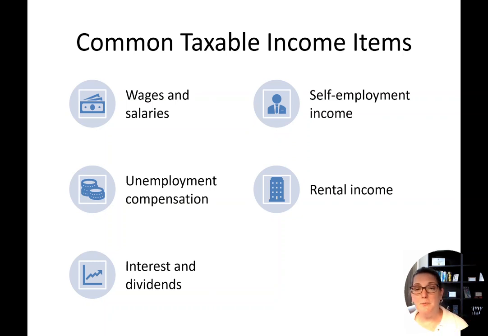Then you have self-employment income. If you run a side hustle or you do some freelancing, you must report that income on Schedule C. Even payments made through Venmo or PayPal are going to count, any income that you receive. And then unemployment compensation. During COVID-19 relief years, this was tax-free, but that was just a temporary thing. Generally, unemployment compensation is taxable.